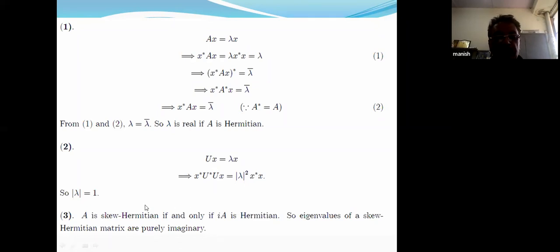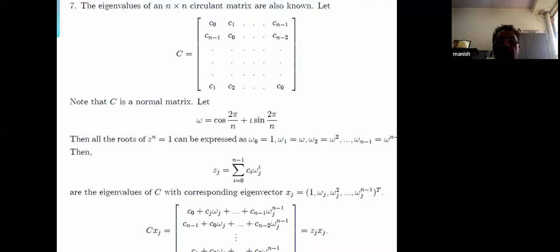Now a matrix is skew-Hermitian if and only if iota times it is Hermitian, and eigenvalues of a Hermitian matrix are real, so it follows that the eigenvalues of a skew-Hermitian matrix are all purely imaginary numbers.